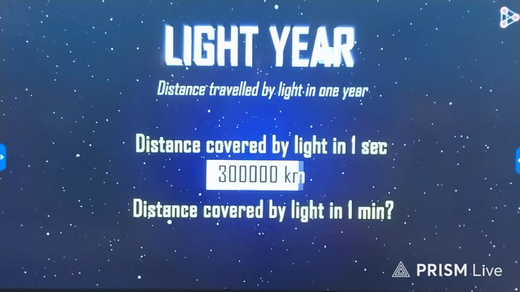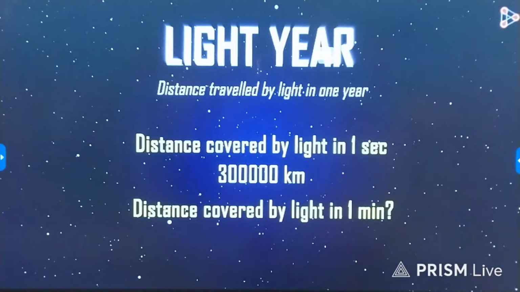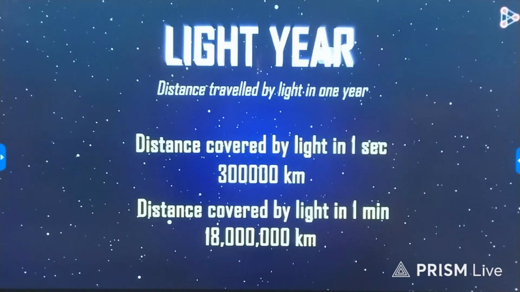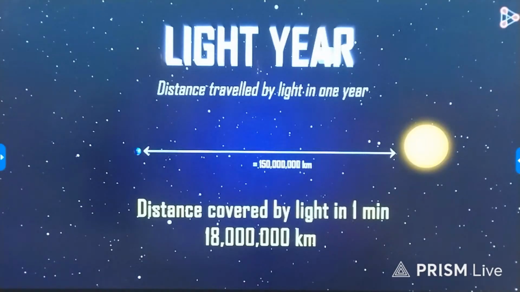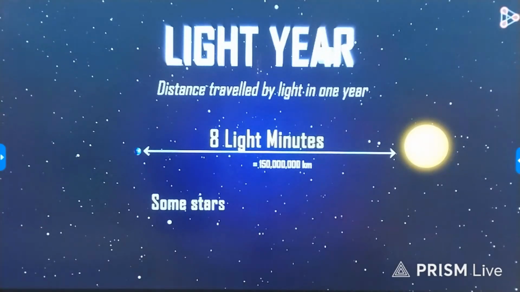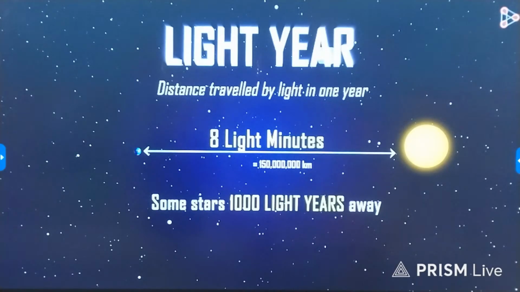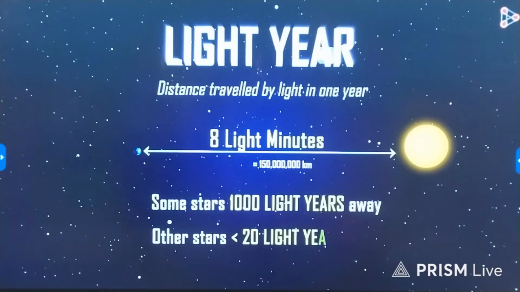Easy. Just multiply this with 60 and get the answer as 80 million kilometers. This is the distance light will travel in 1 minute. With this, we can say that the distance of the Earth from the Sun is almost 8 light minutes. And guess what? There are stars which are said to be 1,000 light years away, and other stars are said to be less than 20 light years away from us.